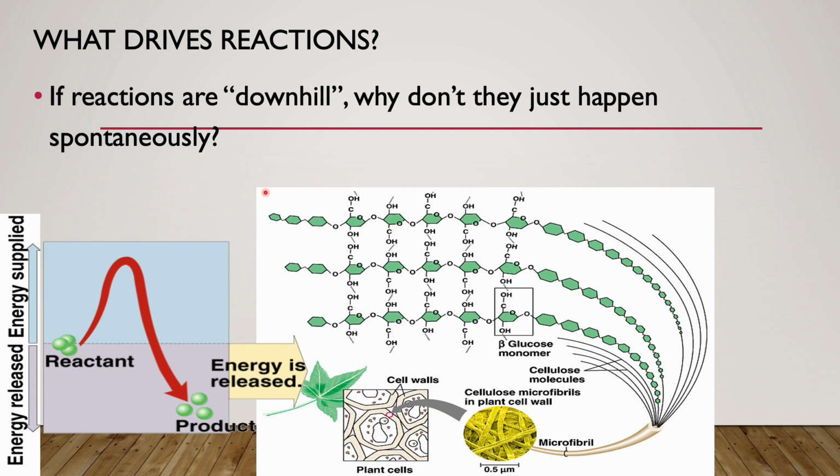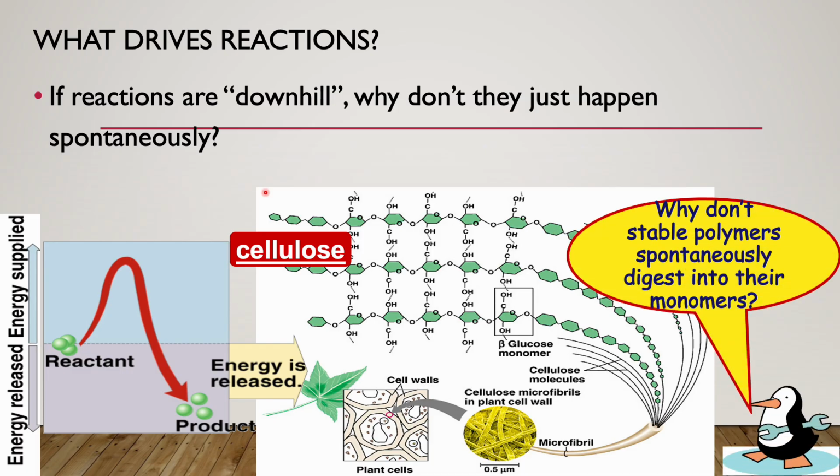So what drives reactions? If reactions are downhill, why don't they just happen spontaneously? Why is it that stable polymers spontaneously digest into their monomers? Well, it can't happen spontaneously because the covalent bonds are stable bonds. There's a lot of stable bonds in this structure.